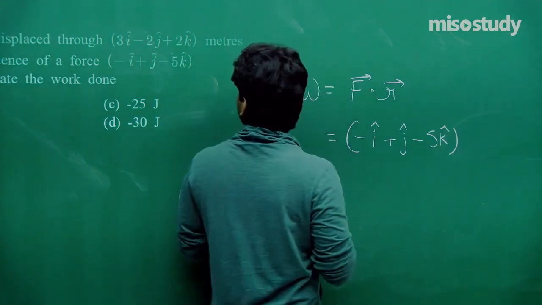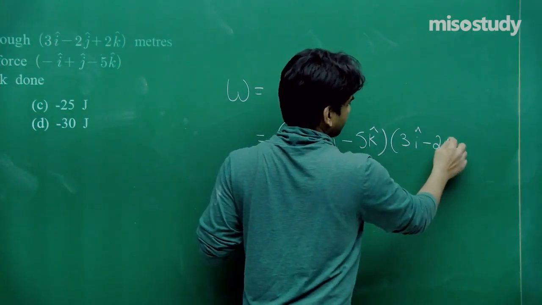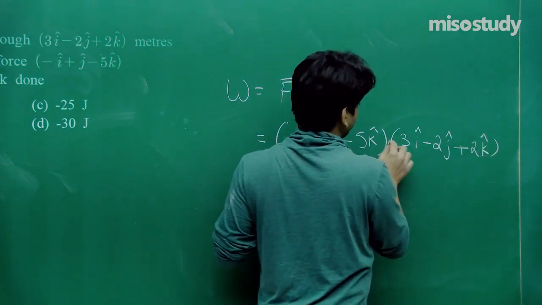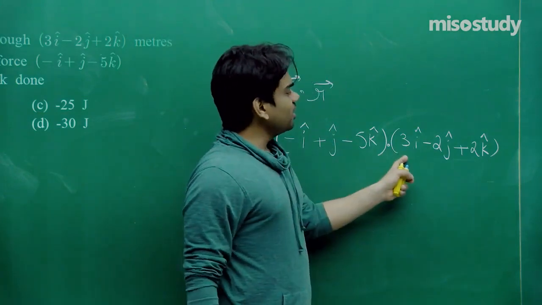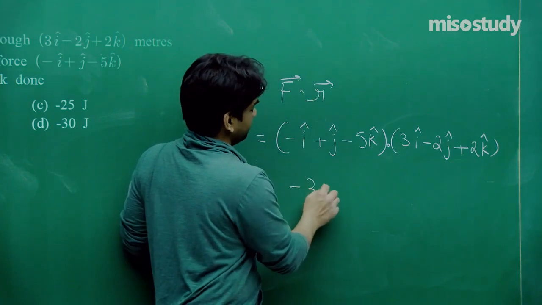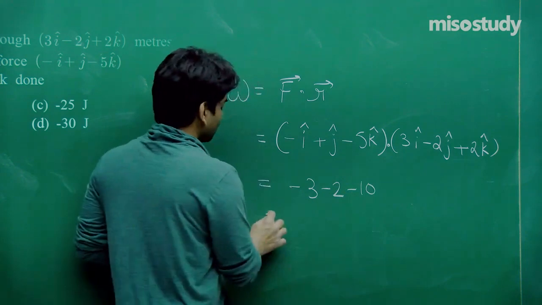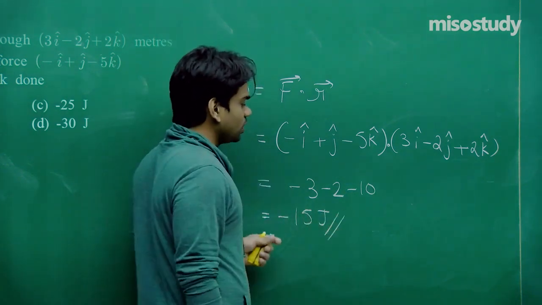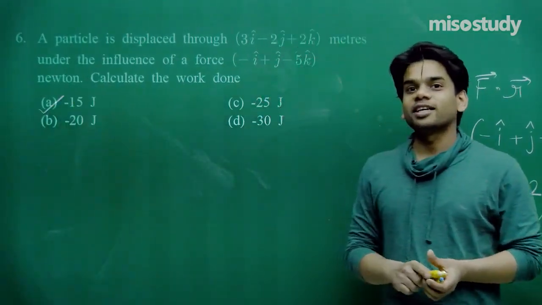Both are provided. F is given, minus i plus j minus 5k, and the displacement vector is given as 3i cap minus 2j cap plus 2k cap. This is the dot product we need to do. Minus 3, minus 2, minus 10. I believe that you are remembering how to do dot product. This is how you will be doing. So you will be getting minus 15 joule as the right answer. Minus 15 joule, that is the work done. Let's check the options. Clearly option number A is the right answer.